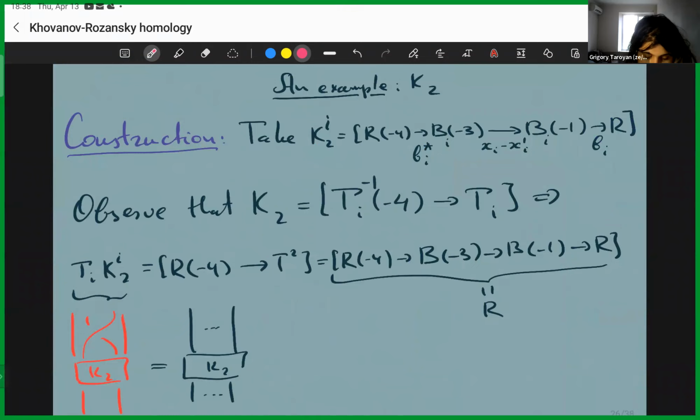All right, let's consider an example of how we construct, for example, T2. T2 works like this. We just take the following complex with the notation that we used earlier for Rouquier complexes.